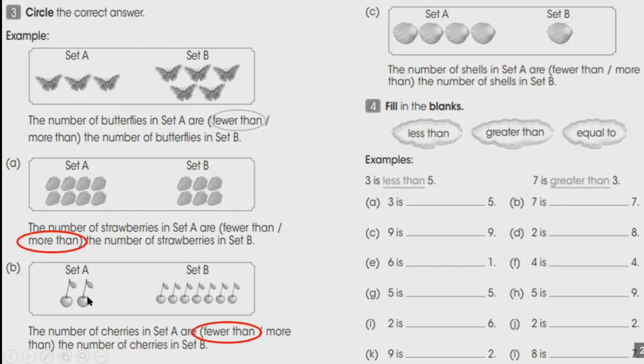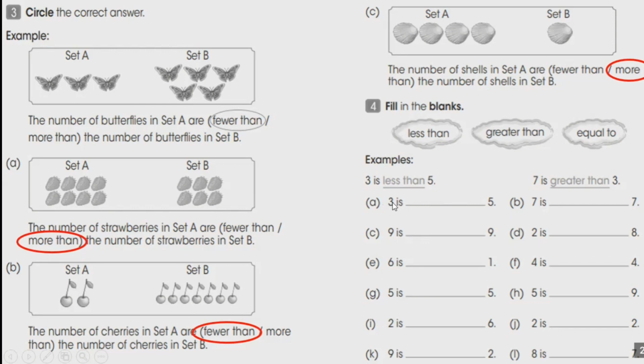Fewer, because there are only 2. Now letter C. Set A and set B, the number of shells in set A are more than. Now here, you must know how to spell these words: less than, greater than, and equal to, for you to answer these questions faster.